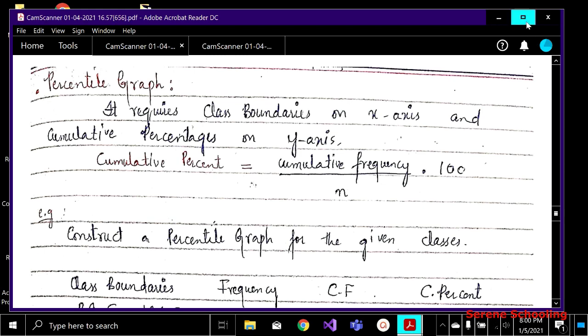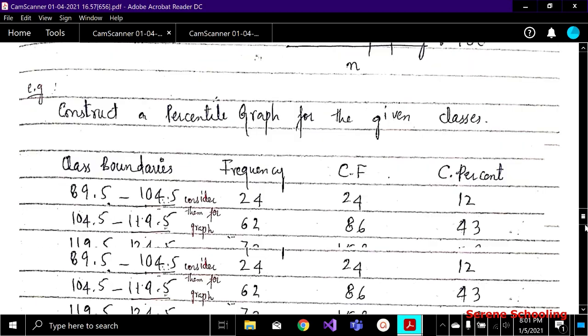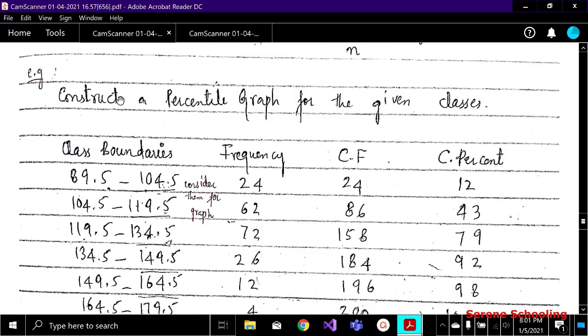Okay, so the formula is the cumulative frequency of that class over the total number of values of all the data, times 100. Okay, so let's go to the example and make a graph. Construct a percentile graph for the given classes.